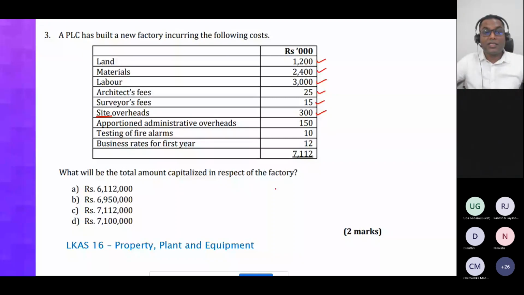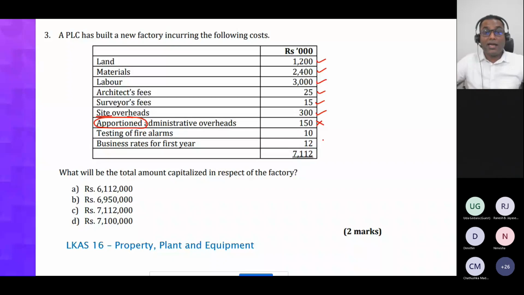Then apportioned administrative overheads. What do you say? This is the point. Apportioned. That means your existing admin overheads, part of that is apportioned here. Can we capitalize that within the cost of the PP&E? No, because why? That is not a directly attributable cost. It's an apportionment only, right?